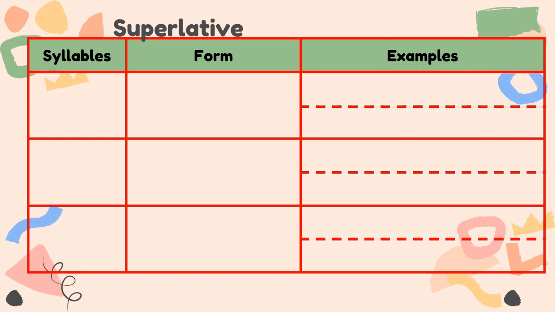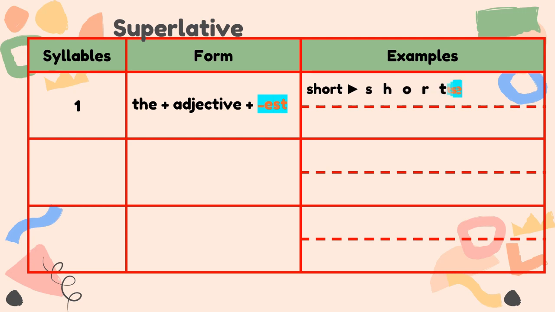Moving on to the superlative. For one-syllable adjectives, we add EST to the adjective. For example, short becomes shortest. If the adjective ends in a consonant, vowel, consonant pattern, we double the final consonant before adding EST. For example, big becomes biggest.